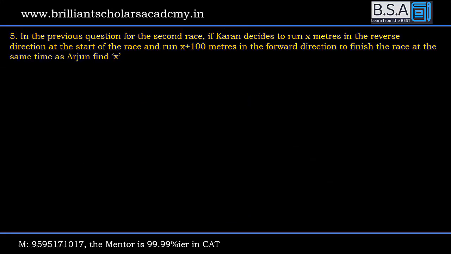So this is a question based upon the previous question. If Karan decides to run x meters in the reverse direction at the start of the race and runs x plus 100 meters in the forward direction to finish the race at the same time as Arjun, find x. What is being said? What new situation are they creating?